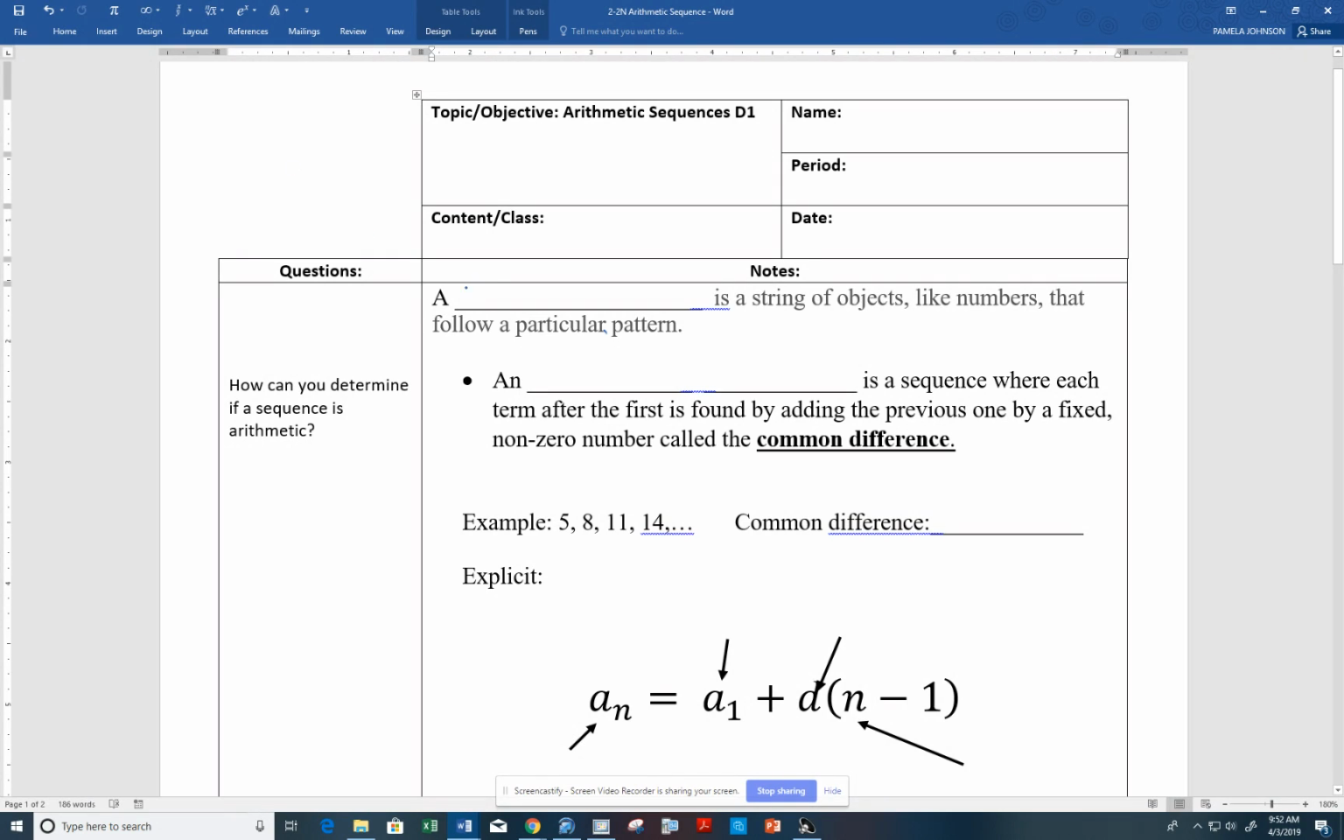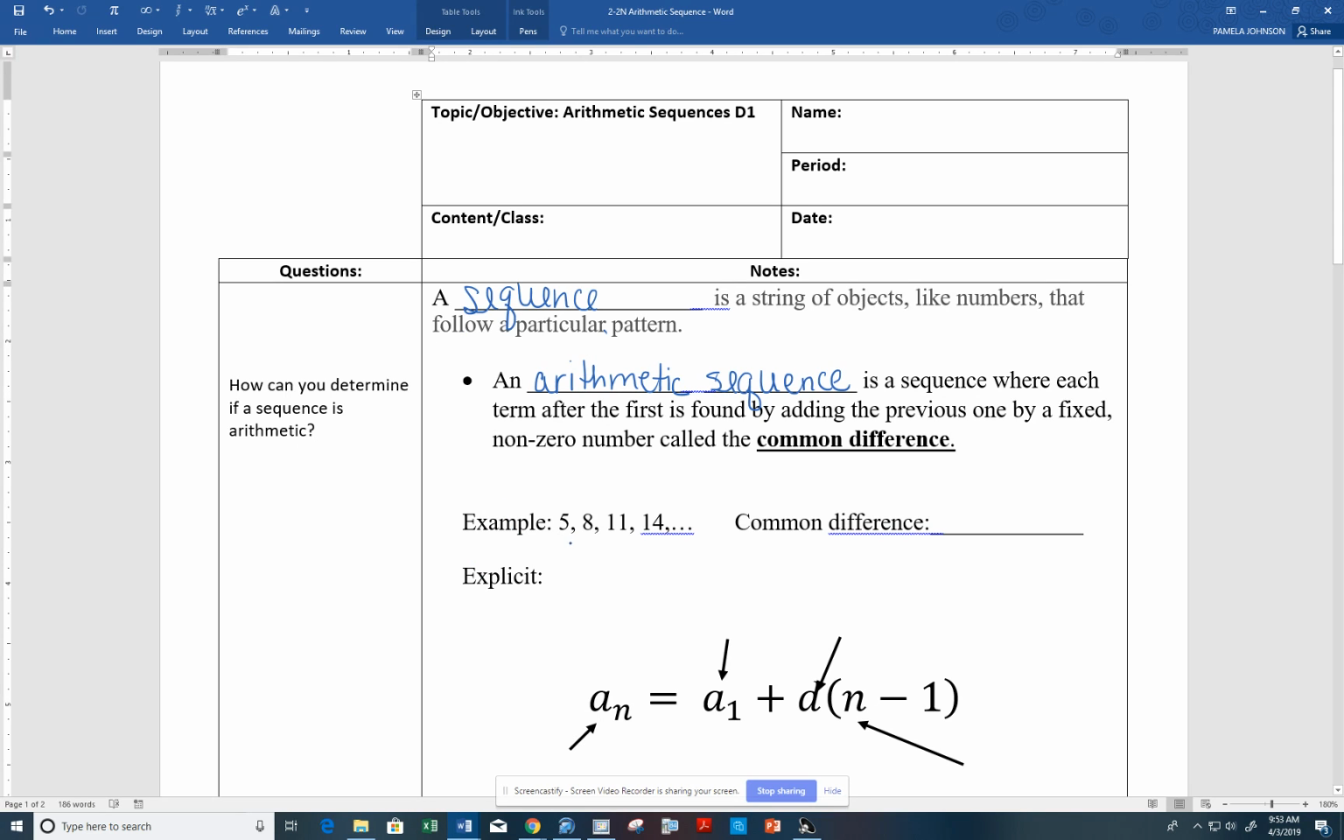A sequence is a string of objects, like numbers, that follow a certain pattern. An arithmetic sequence, like we're talking about today, is a sequence where each term after the first term is found by adding a common difference to the previous term. So we're going to add the same number each time. Really, we're looking for a pattern, and we're looking for what we're adding every time. That's going to be our pattern, and we're just going to continue that pattern. That's all a sequence is.